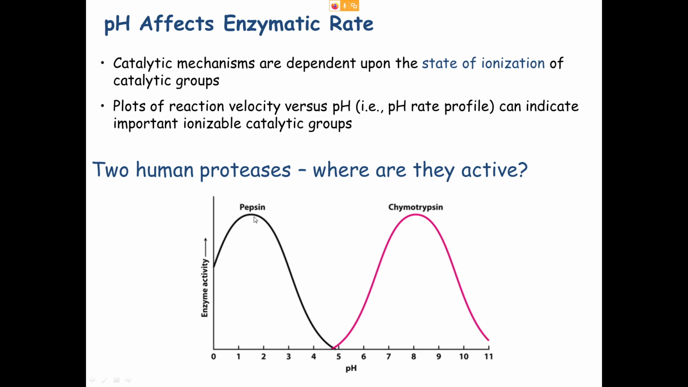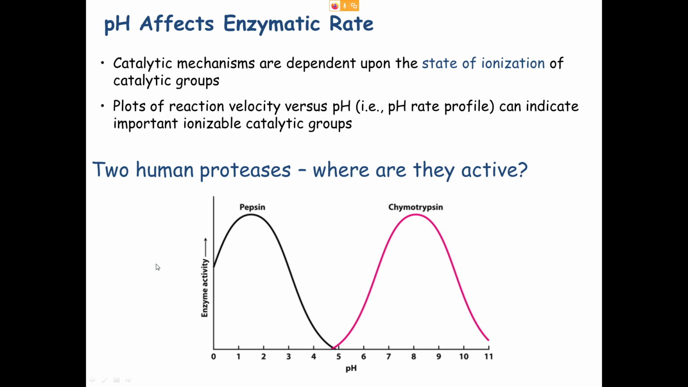If I deviate significantly from this 1.5 or so optimum, the activity falls off so much that it doesn't work at all. We're probably getting into areas where it's completely non-functional, right? Not necessarily denatured, but we're getting into areas where it's non-functional. Chymotrypsin at pH 8 is where its optimum is. If I make it too acidic, it also falls off rapidly and gets to a point where it doesn't work.